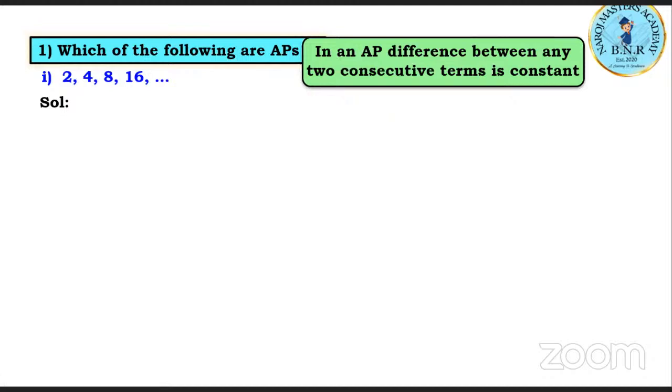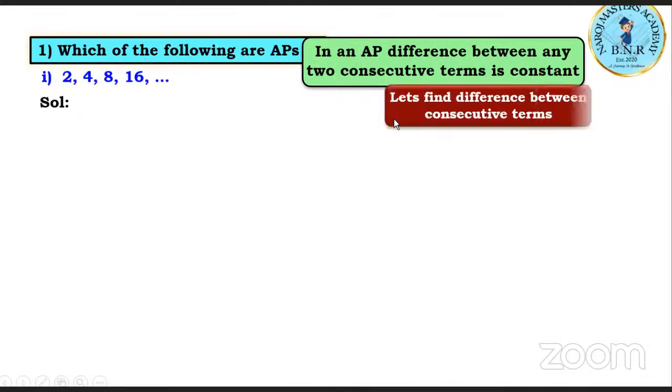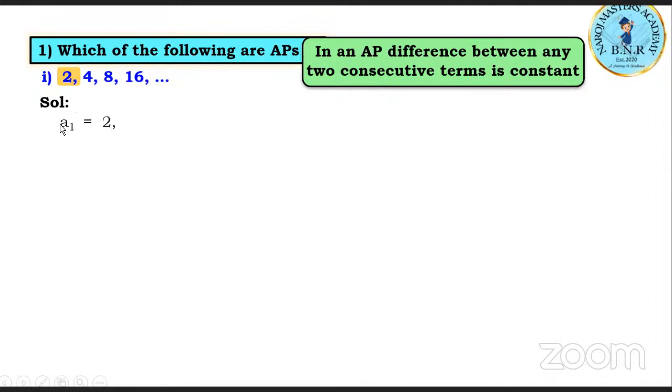Yeah, A2 is 4, A3 is 8. Is it right? Yes, sir. Look here. In an AP, the difference between any two consecutive terms is constant. We know that statement. So let's find the difference between two consecutive terms of this series. 2 is A1, 4 is A2, 8 is A3, and 16 is A4.